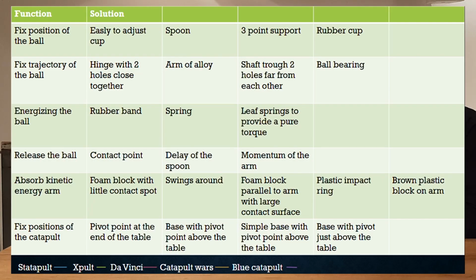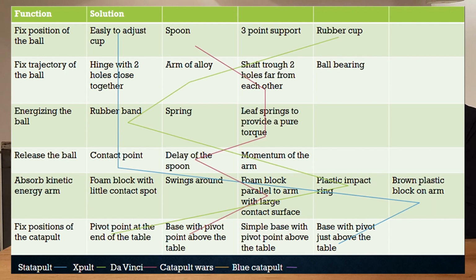Okay, now we have looked at the solutions of the different benchmark products. We can bring them all together in our so-called morphological map, and that is what you see here. On the left side, you see the different functions, and on the right side, all the solutions that we have seen. Now we can draw in the solution that was chosen for the very first teaching example, called the catapult. And that looks like this. The next one is for the X-pult, and one for the Da Vinci catapult, Catapult Wars, and the blue catapult.